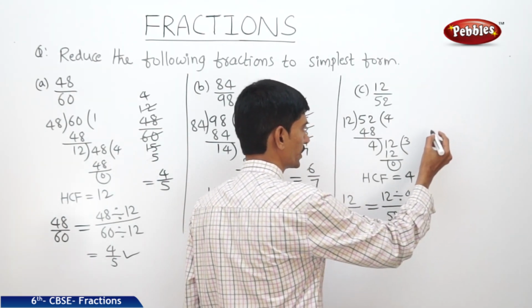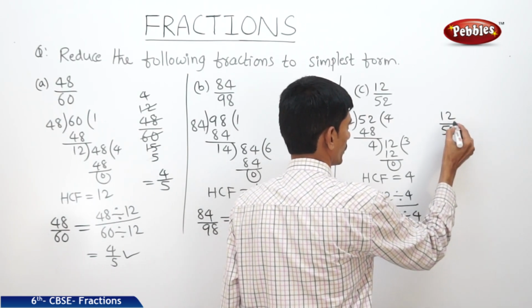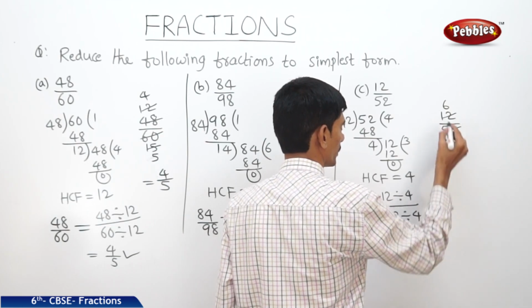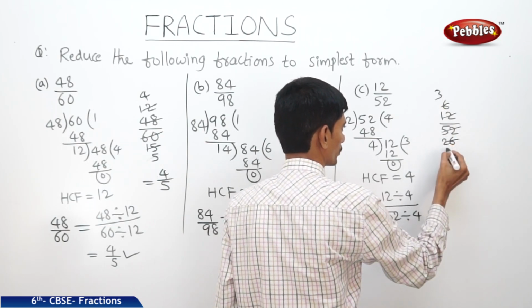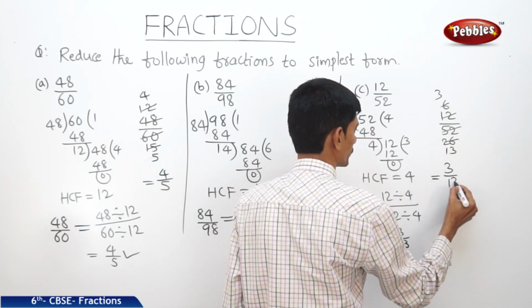So this can also be done by cancellation. 12 by 52, and 2 6s are 12, 2 2s are 4, 2 6s are 12, and 2 3s are 6, 2 1s are 2, 2 3s are 6. So this equals 3 by 13.